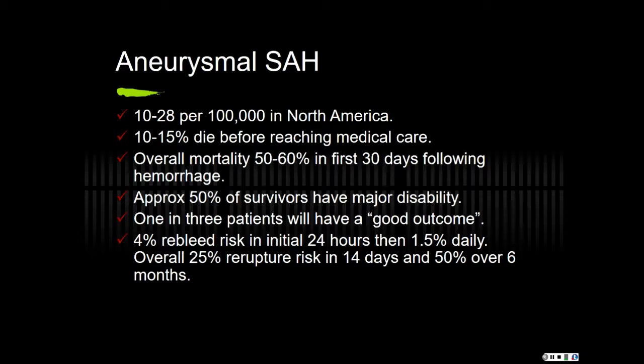Once your patient has had a subarachnoid hemorrhage, believe it or not, there's a 4% rebleed risk within the first day. That's not insignificant if you're in a busy center. Over 6 months, you have a 50% re-rupture risk, and 25% within the first 2 weeks. This is significant. These patients need to be treated appropriately, whether it's clipping or coiling, they need to be treated.